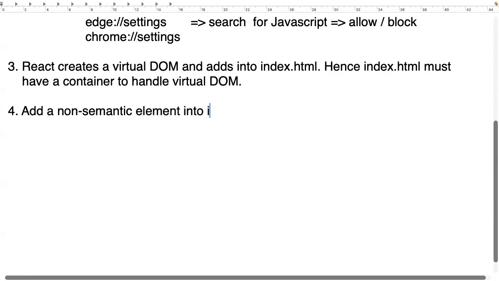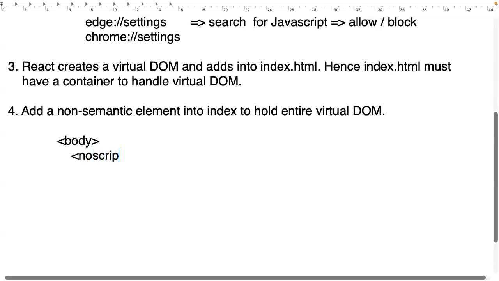So the next point, what you have to do is add a non-semantic element into index to hold the entire virtual DOM. That is nothing but, in the body, you already have noscript now. So here, "please enable JS" is something I gave. Now here you put a div and put an ID as root.